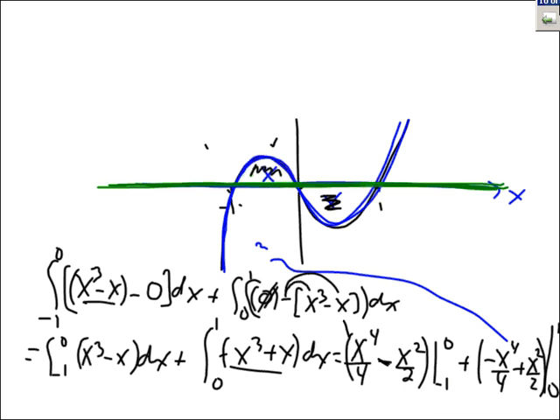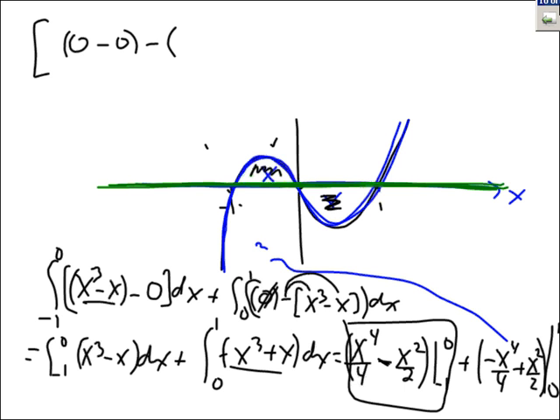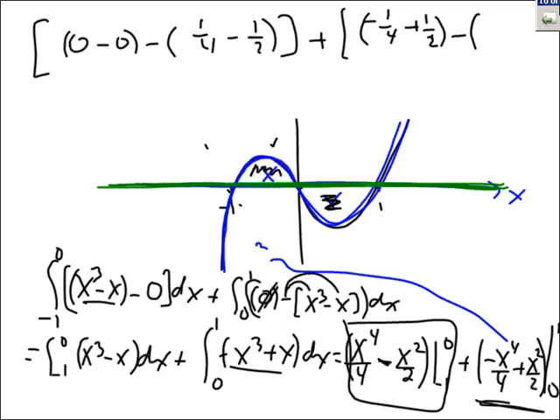Okay, first, of course, we'll do this. Well, when you plug in 0, you'll get 0 minus 0. Minus, now when you plug in the lower limit, -1, you get a quarter minus a half. Okay, that's the first one. Plus the second one. When you plug in 1, you get -1/4 plus a half. Minus, and when you plug in 0, you get 0 plus 0.